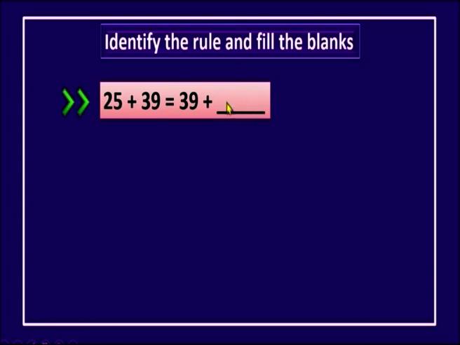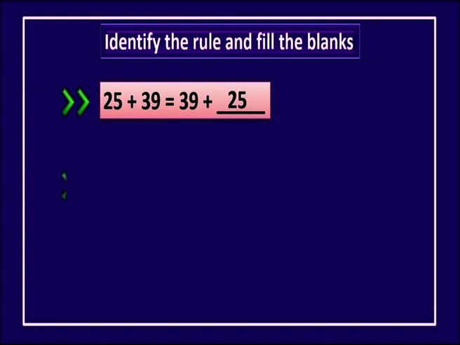I will tell you this first one, and I want you to answer the next question. Here I said you already, we can add two numbers in any order. You will get the same result. That is 25 plus 39 or 39 plus 25 should give you the same answer, right? That means here in this blank you should write 25.